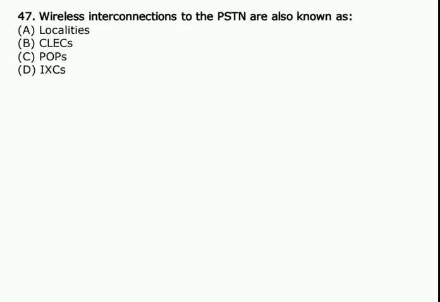Wireless interconnections to the PSTN are also known as localities, CLECs, POPs, IXCs. The correct answer is POPs, that is points of presence. It refers to locations where wireless or wired networks interconnect with the public switched telephone network. A POP is essentially a gateway that provides access to the public switched telephone network for wireless communication systems. It acts as a bridge between wireless networks and telephone systems. So option C is the correct one.